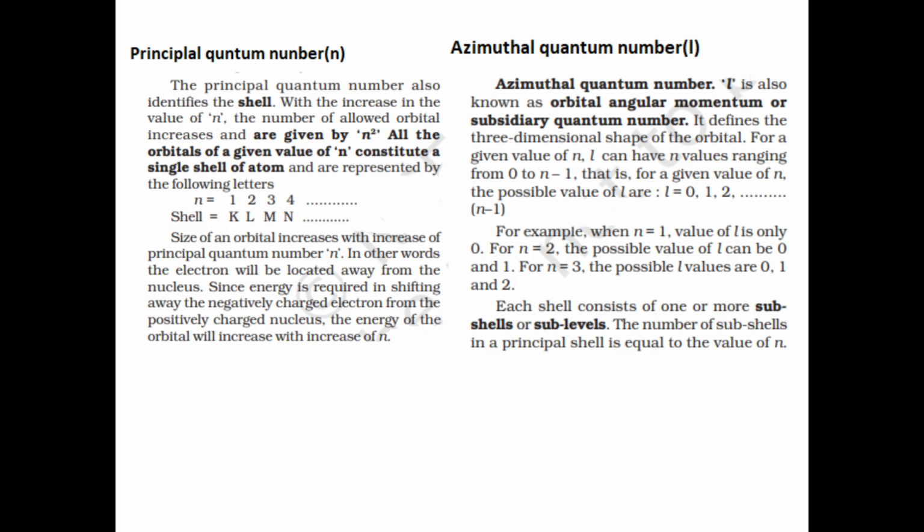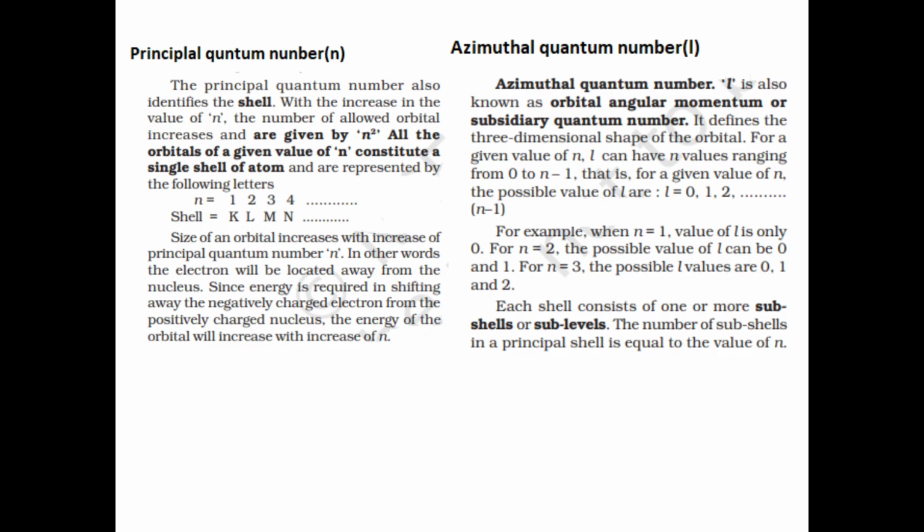Principal quantum number, small n. The principal quantum number also identifies the shell. With increase of the value of n, the number of allowed orbitals increases, as given by n square. All the orbitals of a given value of n constitute a single shell of an atom. n equal to 1, 2, 3, 4 corresponds to the shells K, L, M, N.